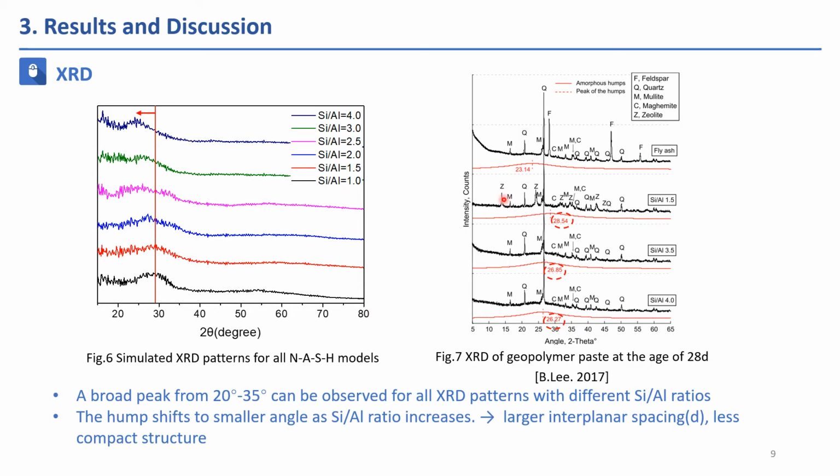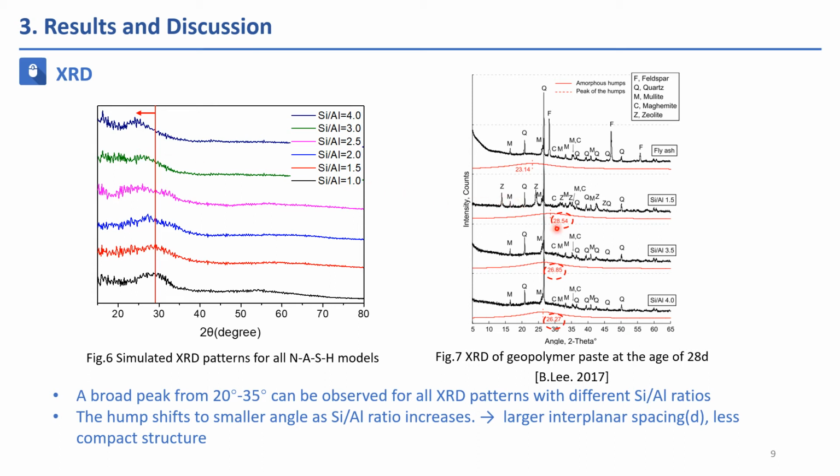Now we come to SRD results. SRD results determine whether the structure we formed is nostril or not. Luckily, a typical hump for nostril can be found for all cases. An interesting point is that we can observe the hump shifts to smaller angle as silicon to aluminum ratio increases. This can also be found in experimental results.